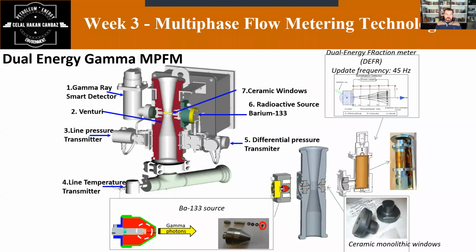Of course, it's very crucial here to make the isolation. The best method to make this isolation is in the center of the venturi section, using ceramic material. For a nuclear source, you have to use a ceramic material, so ceramic monolithic windows have been used in this device as well. As I mentioned, the gamma ray smart detector passes the electrical signals to the data acquisition flow computer, and you read your data there.